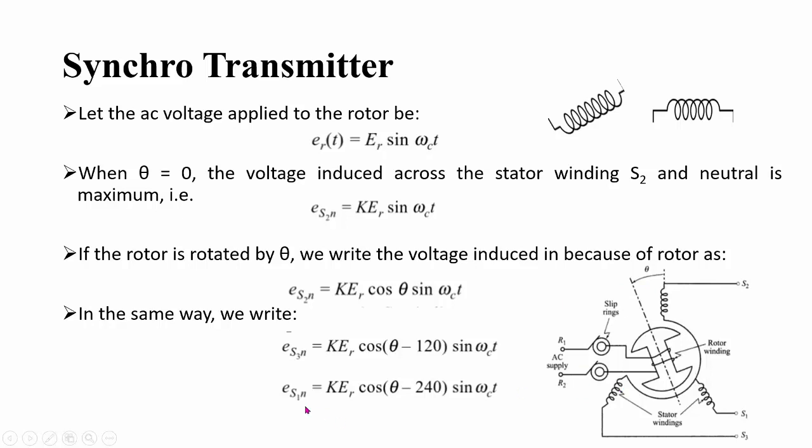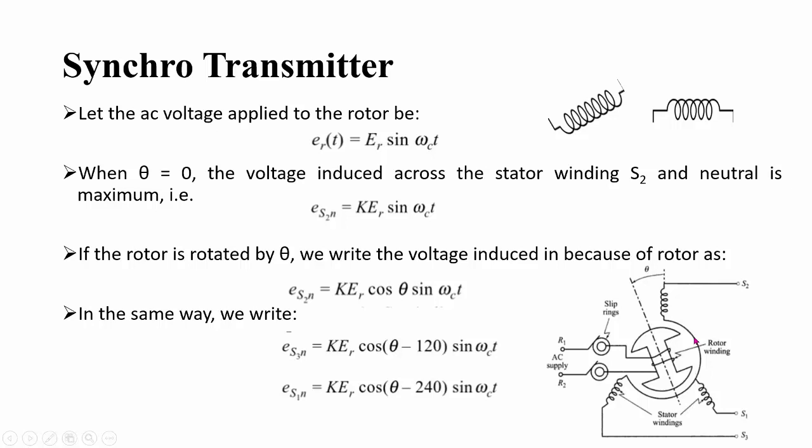Likewise, the voltage that exists between the terminals S1 and n can be written as KER sin omega t cos theta minus 240 degrees. So they have taken the angle, and I have taken this expression from a book, M. Gopal. He has taken all the angles counterclockwise. That is why he is writing it as theta minus 240. If you want, you can write this as theta plus 120 degrees. So you will come to the same expression, nothing different. So all are correct. These are the voltages that exist across the three terminals with respect to neutral.